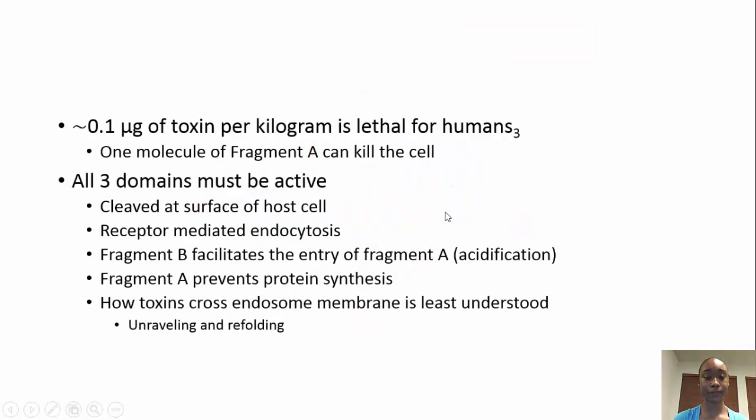The way this toxin works is that it's cleaved at the surface of the host cell, and it's endocytosed into the cell via receptor-mediated endocytosis. And once it's endocytosed, fragment B helps fragment A cross the membrane of the endosome so that it can get into the cell. Now, exactly how that works is not fully understood.